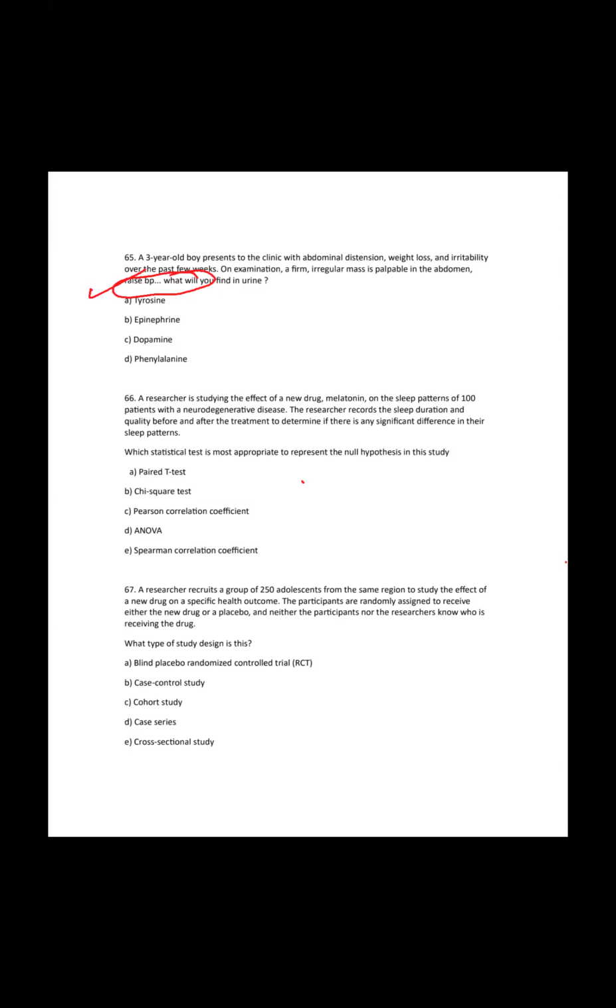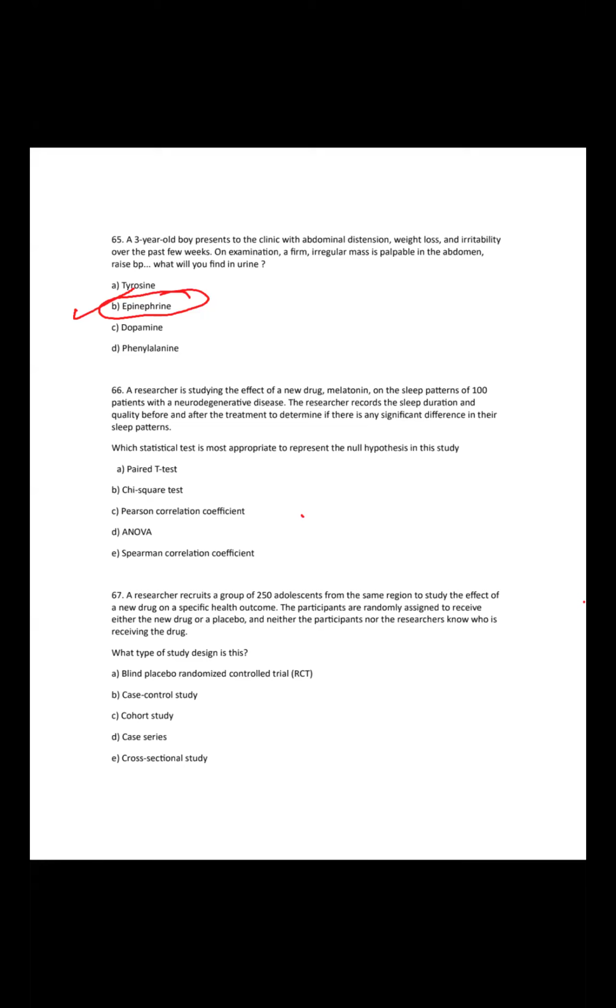Okay. Now, researchers are studying the effect of the new drug melatonin on the sleep pattern of 100 patients with neurodegenerative disease. The researcher records the sleep duration and quality before and after the treatment to determine if there is any significant difference in the sleep pattern. Which statistical test is most appropriate to test the null hypothesis in this study? Okay, so the same population is there and you are checking before and after. So most likely you will go with the paired t-test.